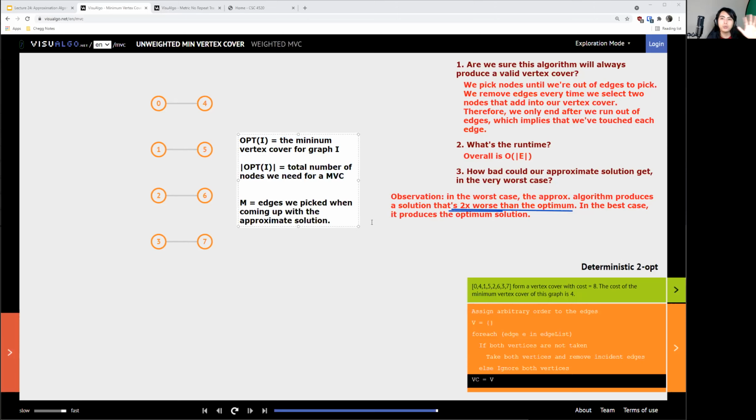All right. Why do we care about this? Well, it turns out there's a relationship. We know that the number of nodes we need in the best vertex cover, in the minimum vertex cover, is actually going to be greater than or equal to the number of edges we're going to pick in this algorithm. Because if you think about it, when we pick edges in this algorithm, we're always picking edges that don't overlap with other nodes, right? So the observation I need you to make is that we're always picking edges such that we don't overlap in the nodes that we select.